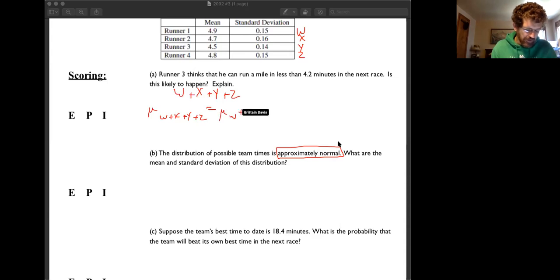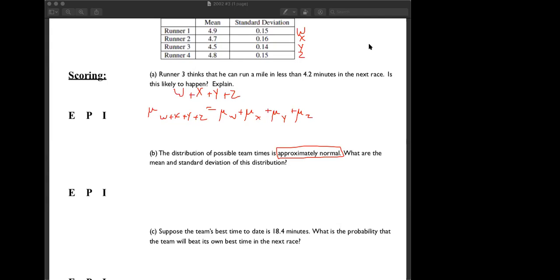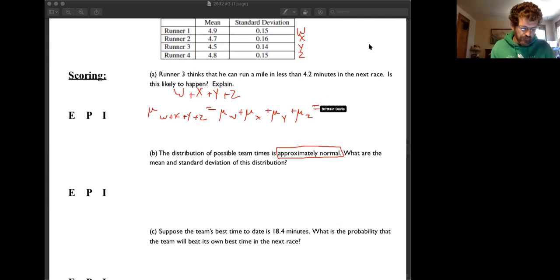Yes, it's time consuming writing this out, but you only have one chance to show that you know what you're doing to the person grading your AP test. So you're going to have to just take the time to write this out. So the mean of all this added together is the mean of each individual random variable added together. And now we can show this. It's going to be 4.9 plus 4.7 plus 4.5 plus 4.8. And those values, of course, I got right here.